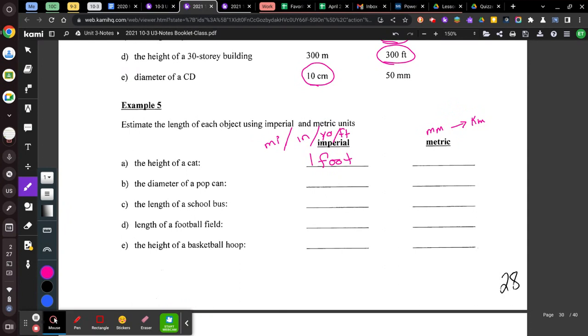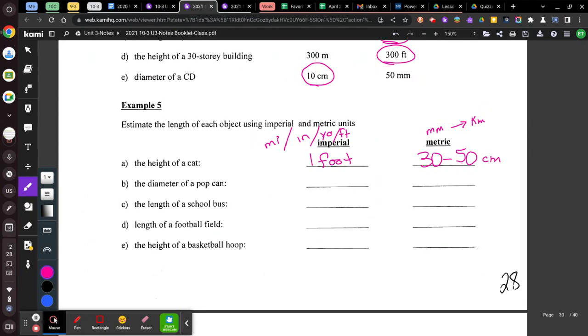So measuring in centimeters or in millimeters, which one makes more sense for the height of a cat? Centimeters or millimeters? So remember, right now, the height of this is 30 centimeters or 300 millimeters. So centimeters makes more sense. Good. So we would say approximately 30 to 50 centimeters, depending on if it's a kitten, and that's from their feet to the top of their head.